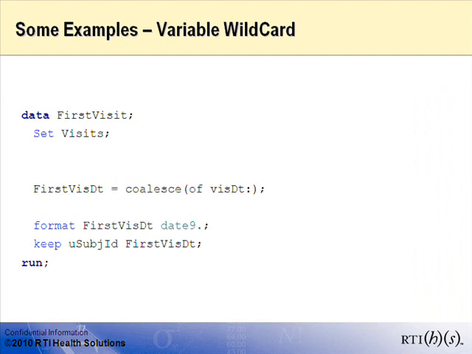We can further simplify the code in the COALESCE function by using any of the normal variable shortcuts associated with the data step. Here we use the colon as a wildcard, so the COALESCE function will evaluate all variables with a name starting with visdt. Here the variables are passed into the COALESCE function in the order they appear in the program data vector.